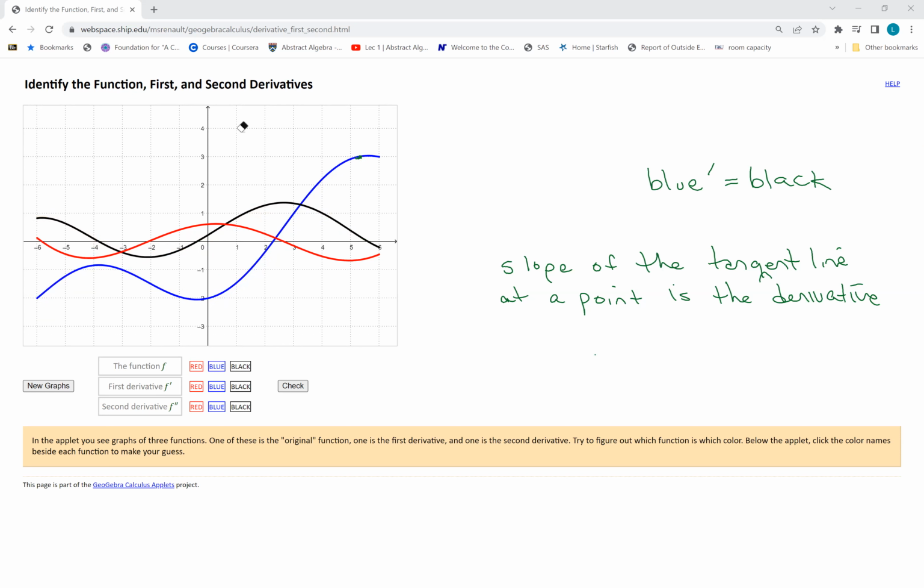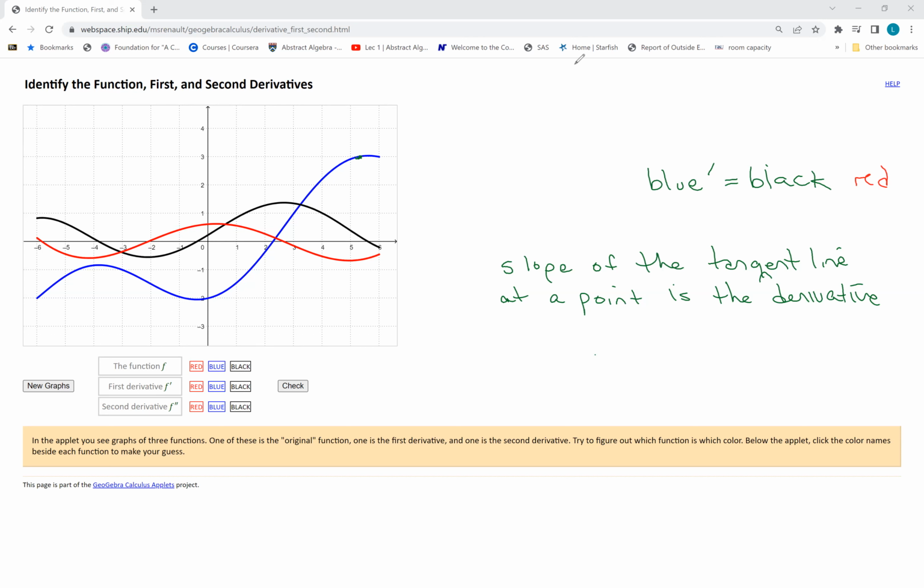Now we have to figure out where red goes. Red's either going to go on this side or on this side, right? Either the derivative of red is blue or the derivative of black is red. I only have two choices. So let's try from red. So red, if I find the derivative of red, I'm going to look again at my maximum, and my maximum is here. So the blue line should be at 0, and it's not. So I know this can't be true.